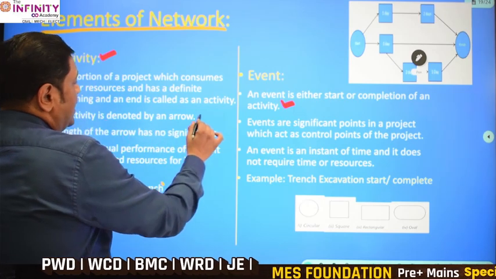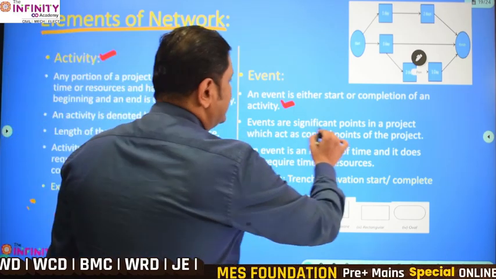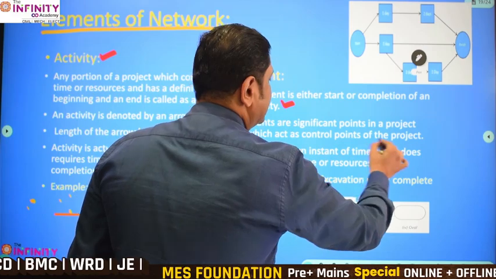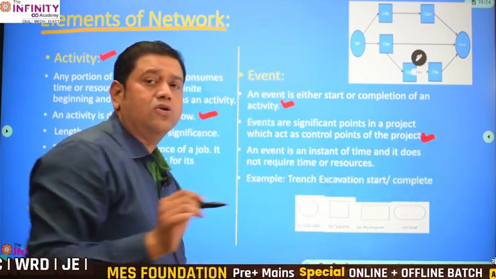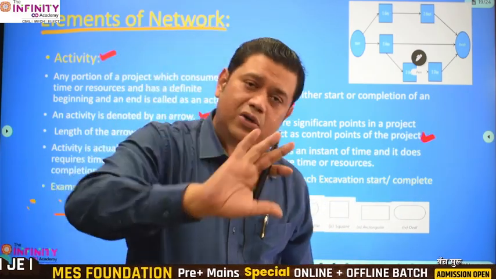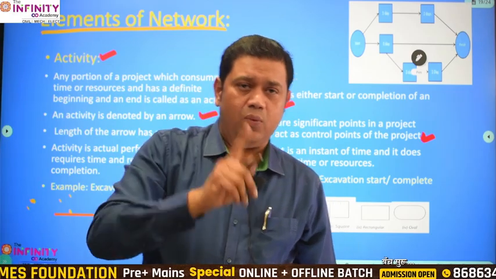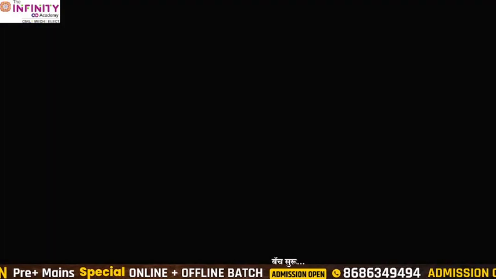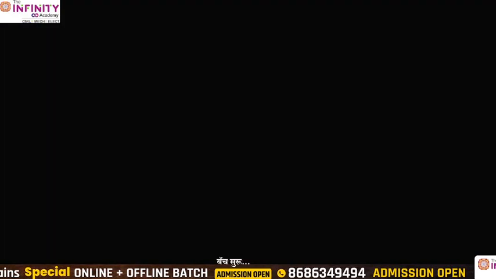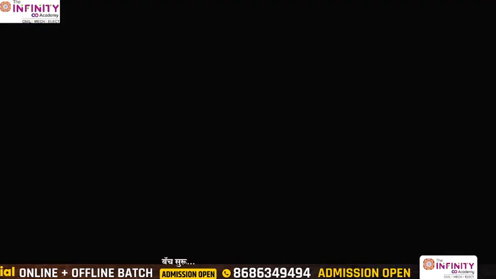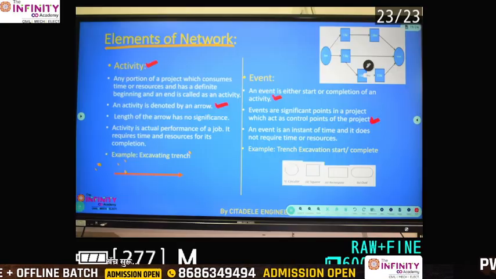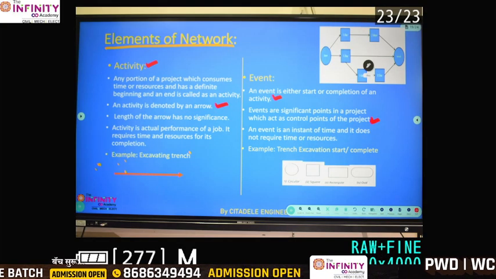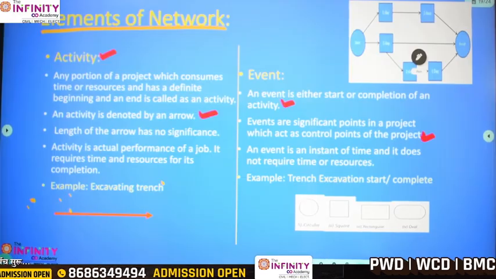Activity is denoted by an arrow in the network. Events are significant points in the project which act as control points of the project. Why do we say control point? Event is finished, controlled. Event is started. One second. Are you with me in this network? Okay, I hope this is clear now.